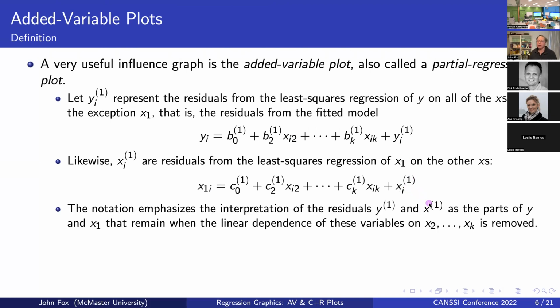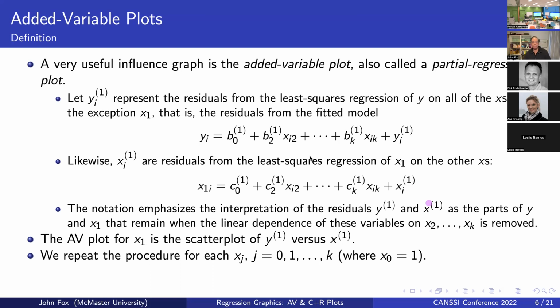And then the partial regression plot, the added variable plot, is simply a plot of the residuals for y on the vertical axis versus the residuals for x1 on the horizontal axis.